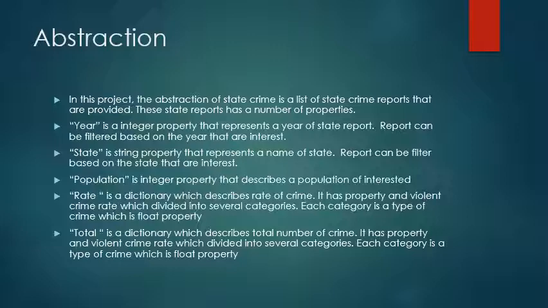And total is the dictionary that describes the total number of crimes, and very similar to rate, it divides into the property and violent number of crimes, and it is also further divided into the types of crime, which are float properties.